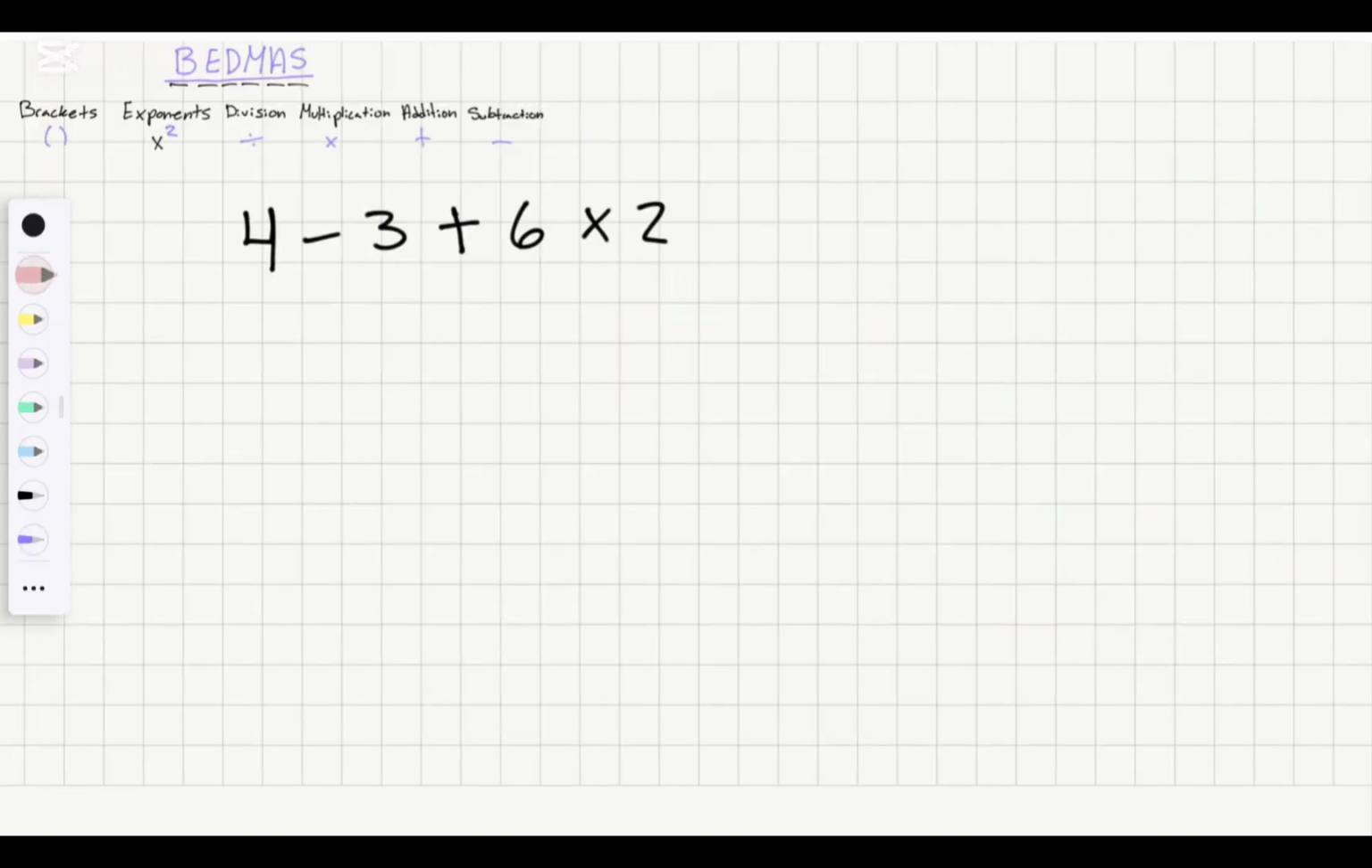The first thing I'm going to do is ask myself, do I have any brackets? I'm looking at this equation, I don't see any brackets. Next is exponents. I also don't see any exponents. Now we're going to do division and multiplication together. Do I see any division? Nope. Do I see any multiplication? Yes, I do. I see it right here, 6 times 2.